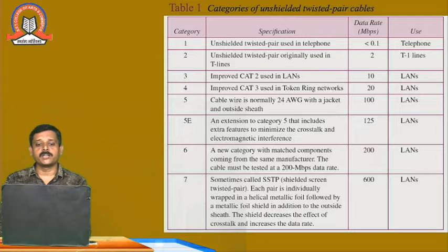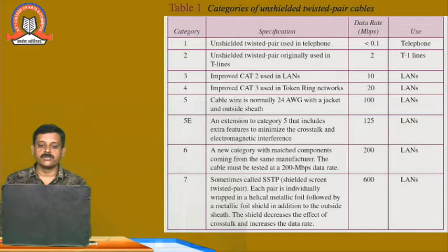There are a few categories of unshielded twisted pair cables, like we can use it for telephone wires, T1 lines, LAN cables, etc. And these have different data rates as well. First we have category 1, 2, 3, 4, 5. Then we have 5E, 6 and 7. These are the 8 basic categories of unshielded twisted pair cable, and they have different data rates. The data rate ranges from less than 0.12 Mbps up to 600 Mbps.